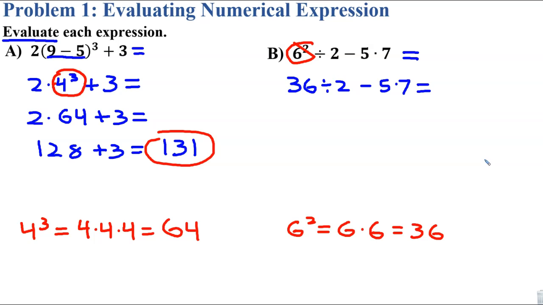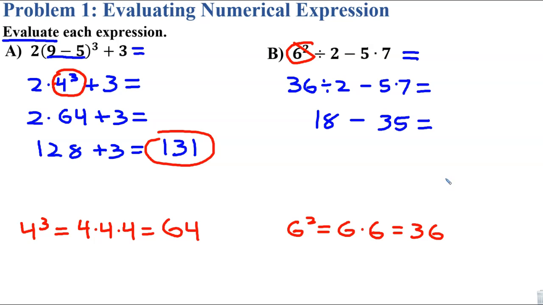Next up is multiplication and division. Now, we have division and multiplication. As far as which one I do first, the rule says just do them from left to right. And actually here, since they're separated by subtraction, it really won't matter too much. But anyways, we'll go 36 divided by 2, which will give me 18, minus 5 times 7 is going to give me a 35. So we've got the multiplication and division done.